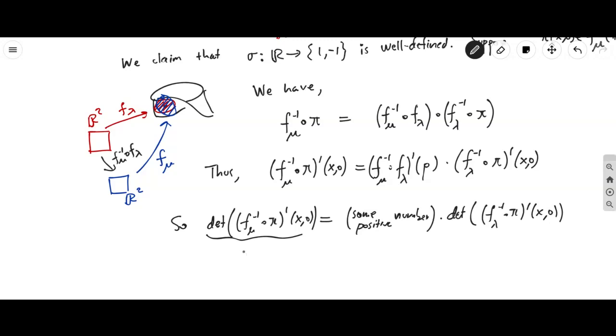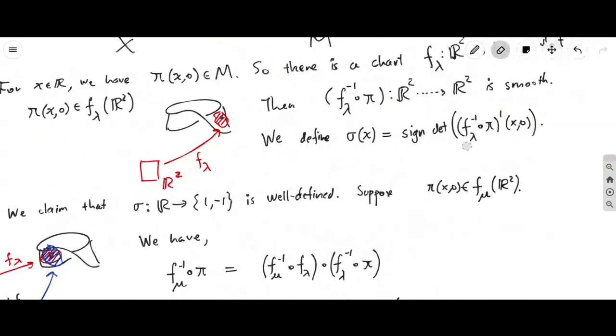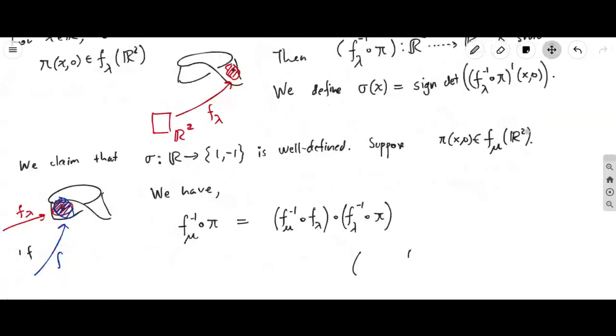And so what you see is that this is sigma of x, and that's equal to a positive number times sigma of x. So sigma is well defined, precisely because you're assuming that you have an oriented atlas. So you have a well-defined map. The whole point of the argument here is to show that if you pick a different chart, it is true that maybe the Jacobian might be different, but the sign of the Jacobian will be consistent.